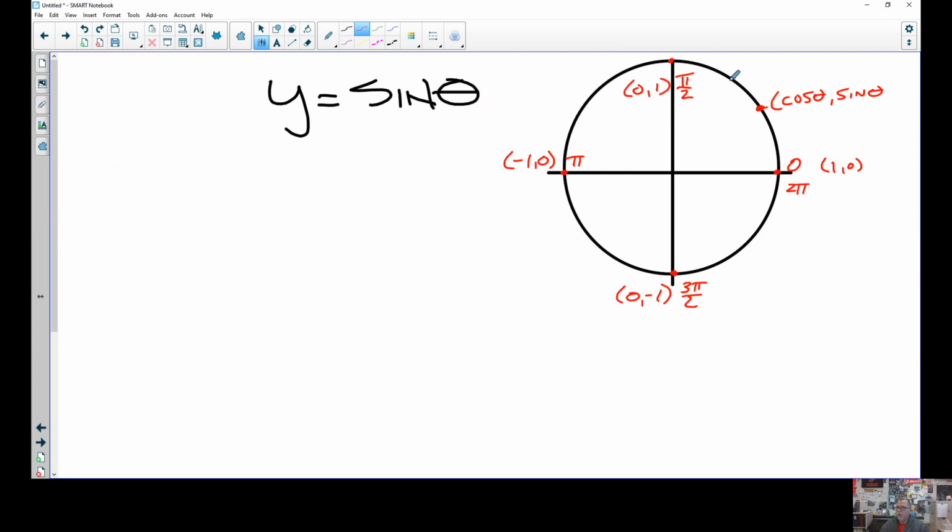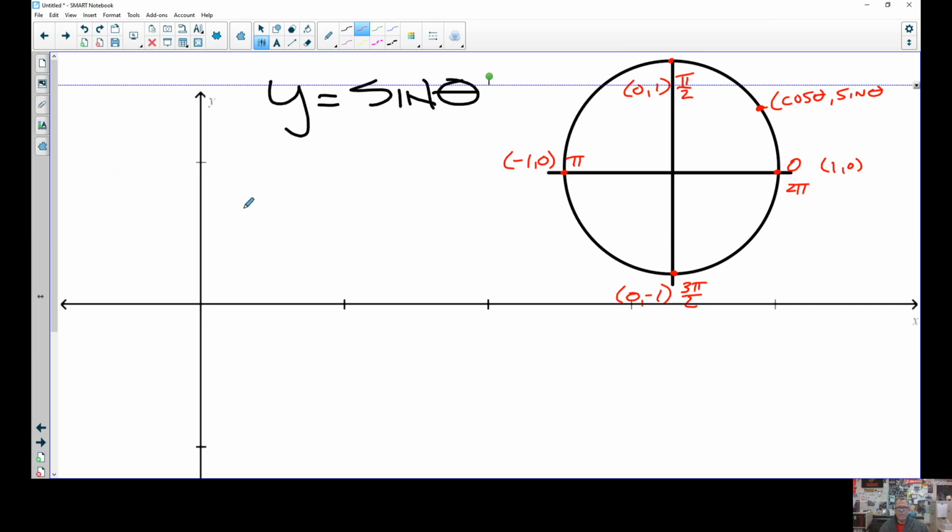We can keep rotating around this. So we can go both directions, backwards or forwards, and you're going to see a repetition of that. This is a periodic function, all right? Now, how do we graph that? We graph it a little differently.